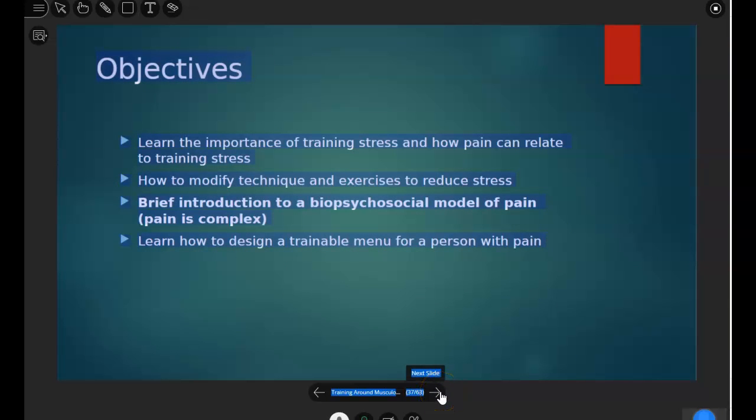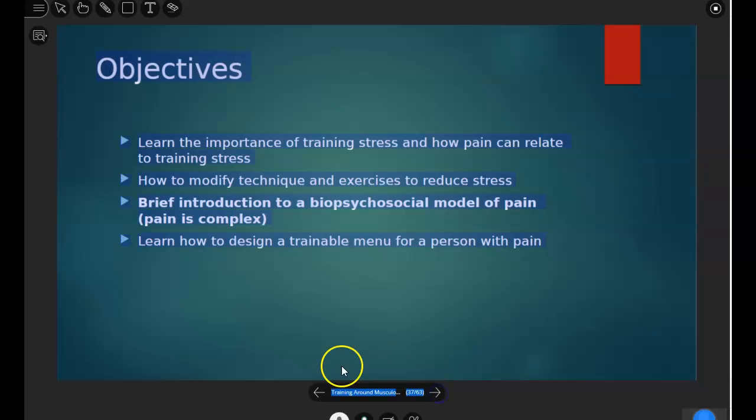So you can modify a lot of different exercises to put less stress on the person's body. Let's say someone can't do a bench press. Okay, can they do a floor press without that causing any pain? Can they do a partial range of motion bench press without causing any pain? So we change the angles of exercises, and we can also change the range of motion to reduce stress in certain areas. Okay, so brief introductions to the biopsychosocial model of pain.